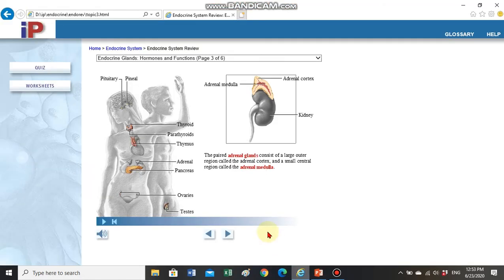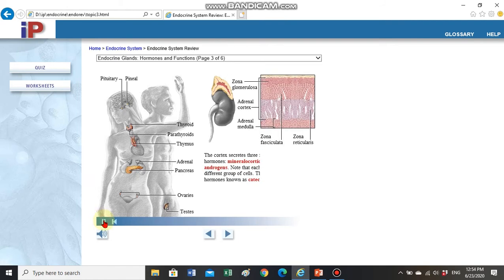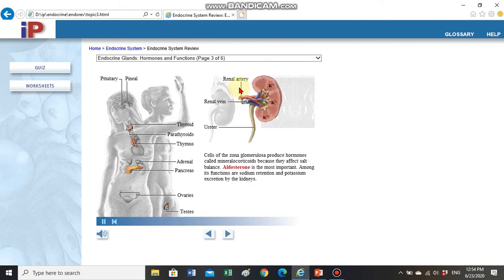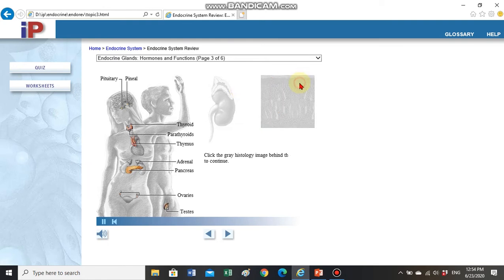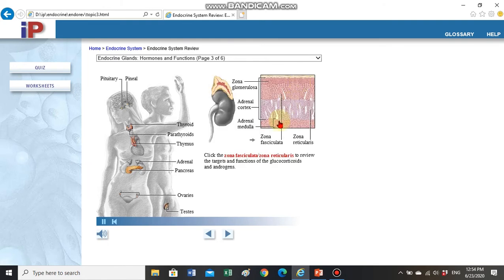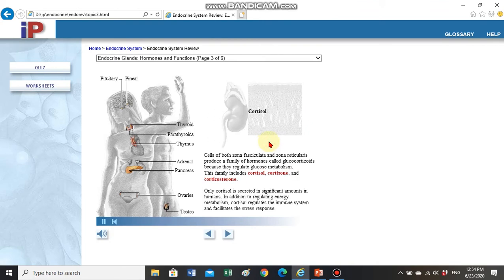Click cortisol to continue. Cells of both zona fasciculata and zona reticularis also produce a family of hormones called androgens. Androgens are male sex hormones that include androstenedione and testosterone. Active secretion at puberty in both sexes causes the early growth spurt and appearance of axillary and pubic hair. Androgens are also responsible for sex drive in females. Click the gray histology image to continue.